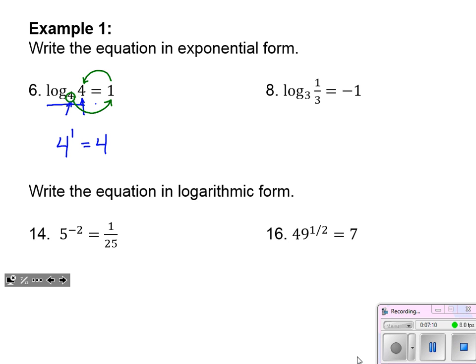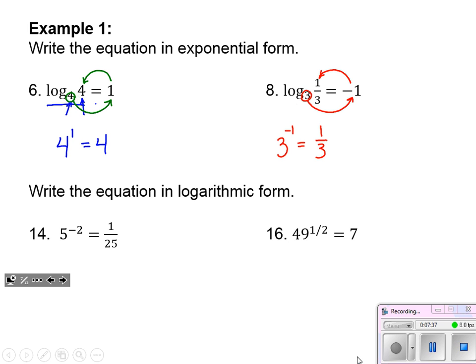For problem number 8, here, my base of 3 to the negative first power will get me to 1/3. Or I could think about that as 3 raised to that perfect exponent that our logarithm is saying is a -1 will produce a 1/3. And it goes without saying that these are equal. We are just rewriting them in a different format.